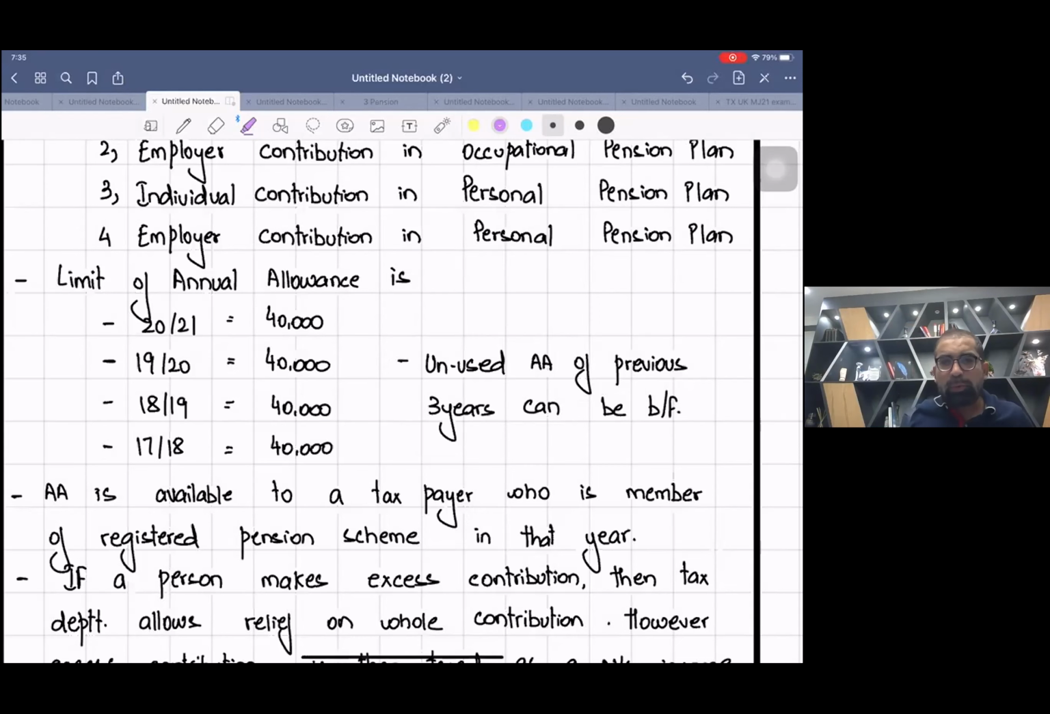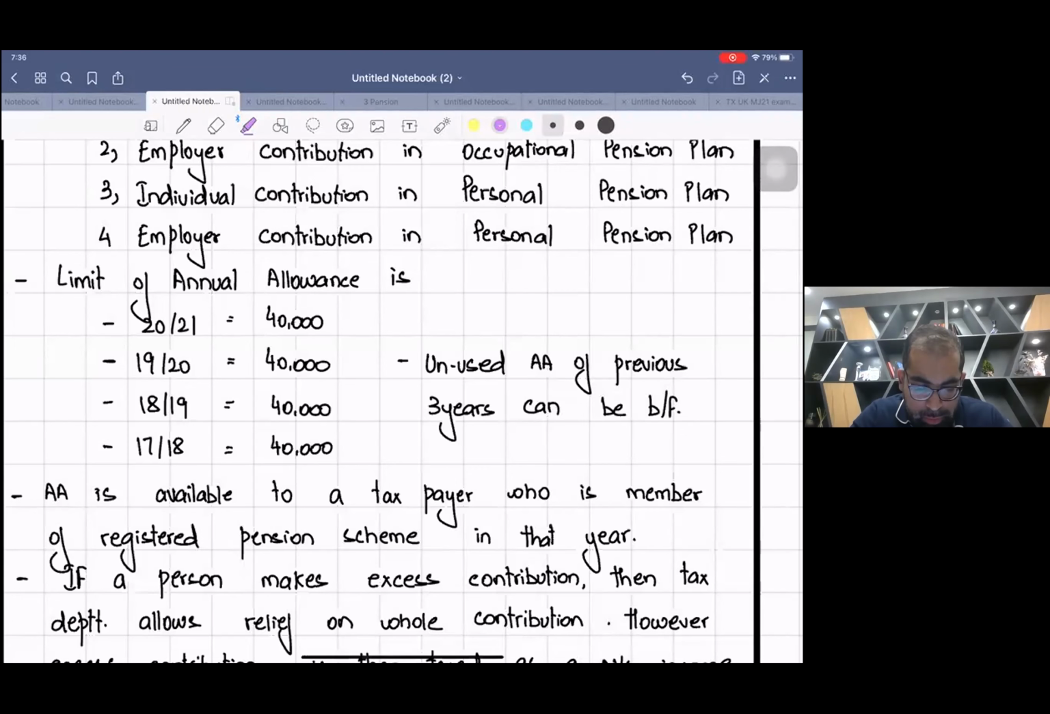But how to use it? One technique. Listen. For example, in 2021 you have 40,000 annual allowance, and in the last 3 years you also have unused allowance. How are you going to use it? Always use the current year first, and then the earliest year. This is the order in which you have to utilize your annual allowance.